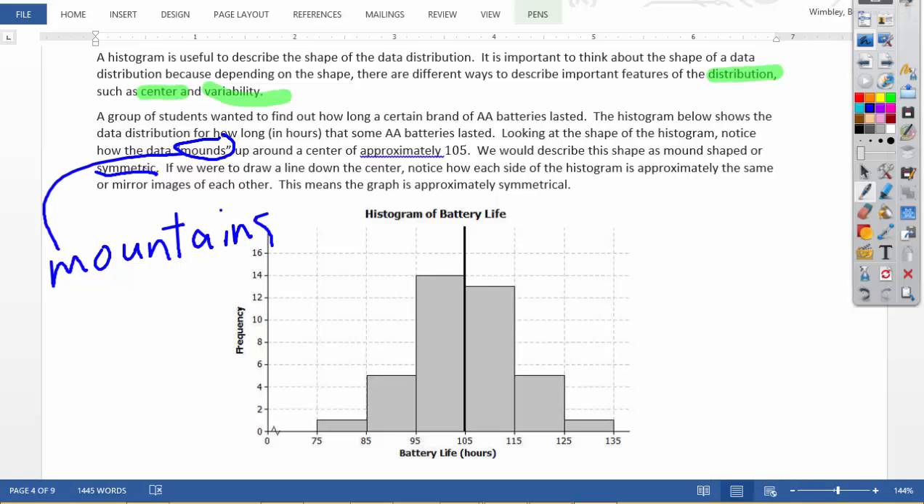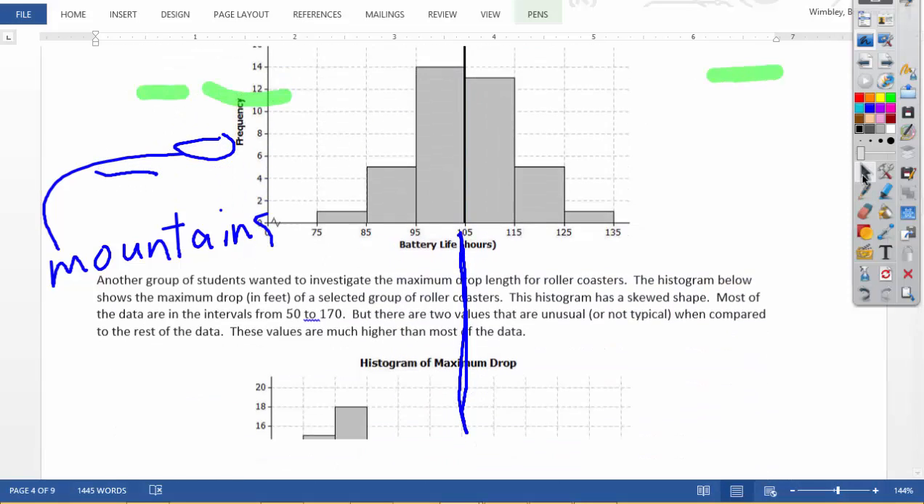If we were to draw a line down the center, notice how each side of the histogram is approximately the same, or a mirror image of each other. This means the data is symmetric. So notice I draw this line right down the middle, and I have tall ones on left and right, medium ones on left and right, and then these super tiny ones. So that means our data is symmetric.